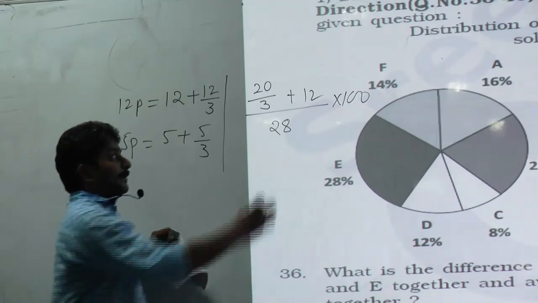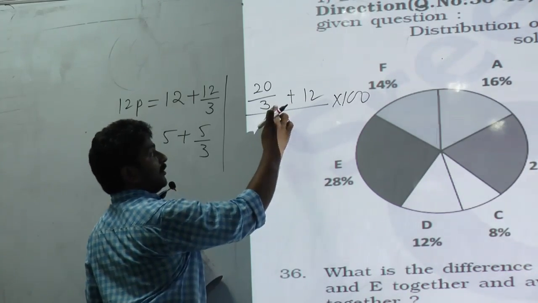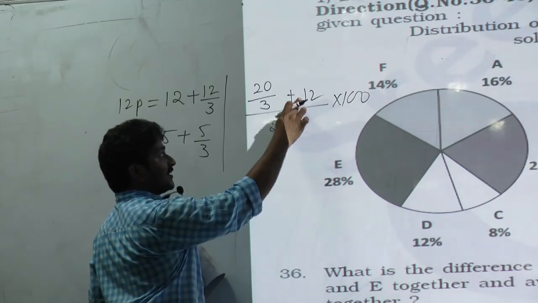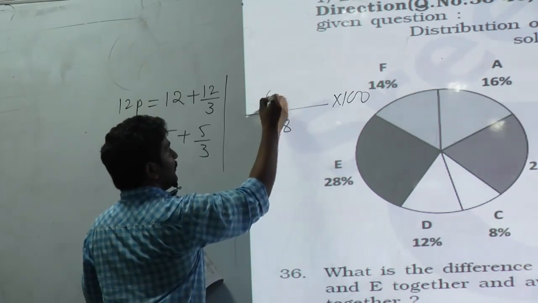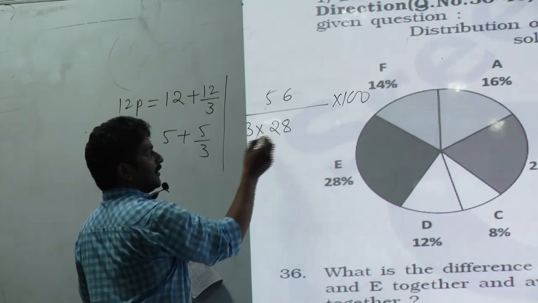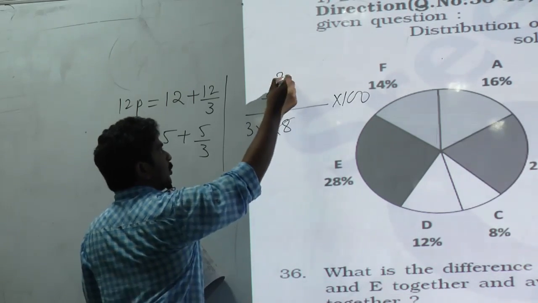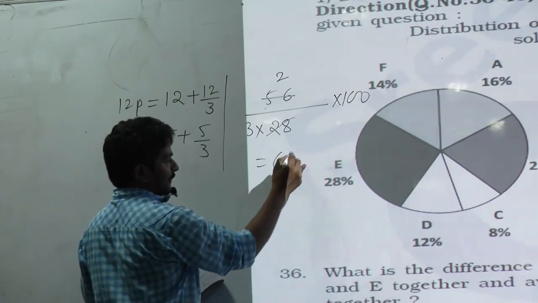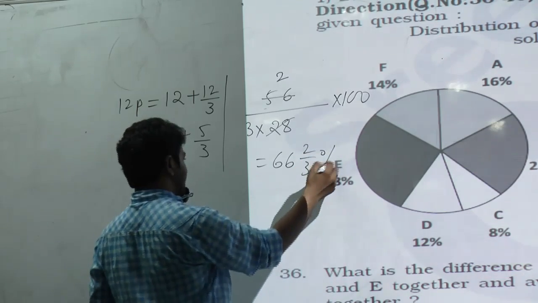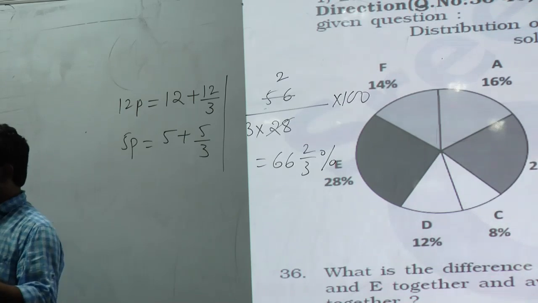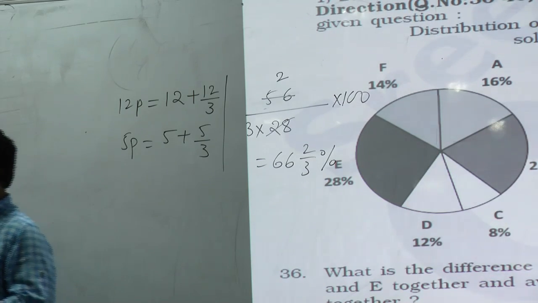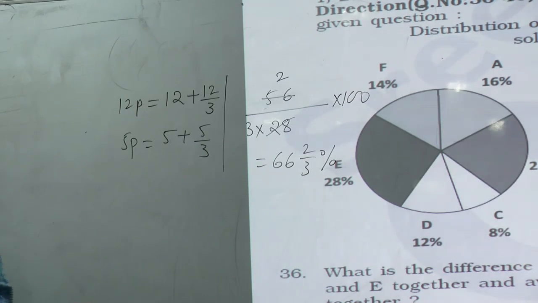Let me convert it. 20/3 plus 12. 12 times 3 is 36, plus 20, is 56/3. 56/3. 28 how many times? 2 times, and 2/3. So 66 2/3%. That is the 2/3 fraction in terms of percentage. Next, 38.